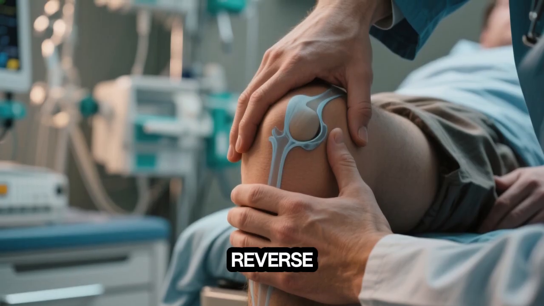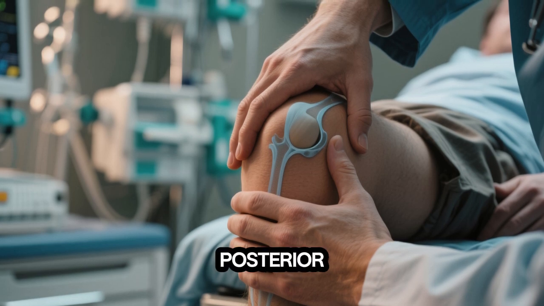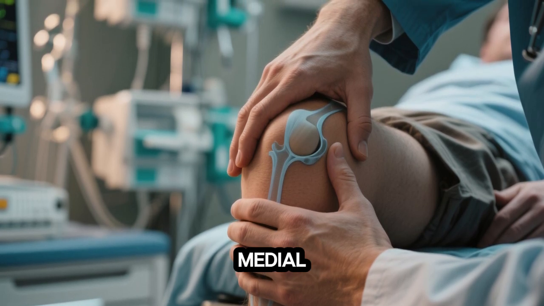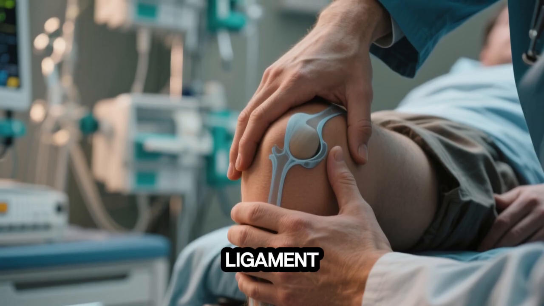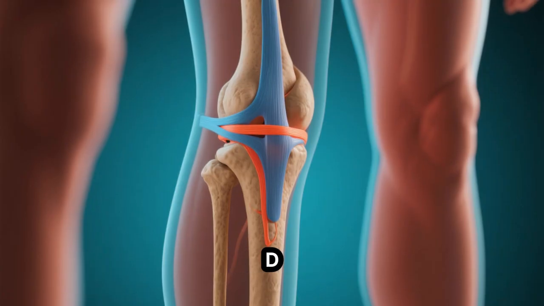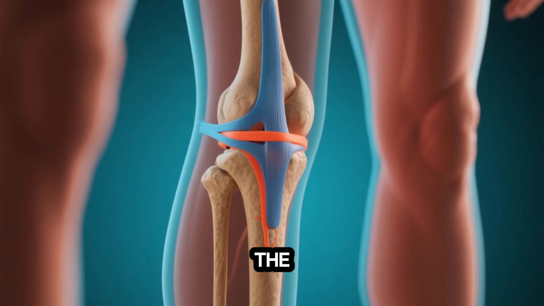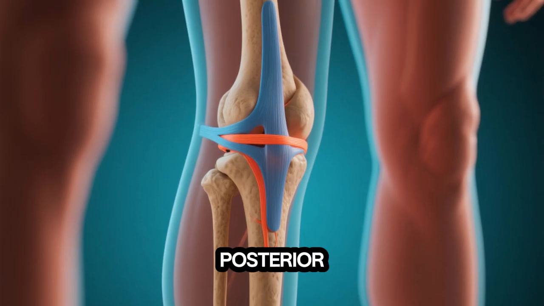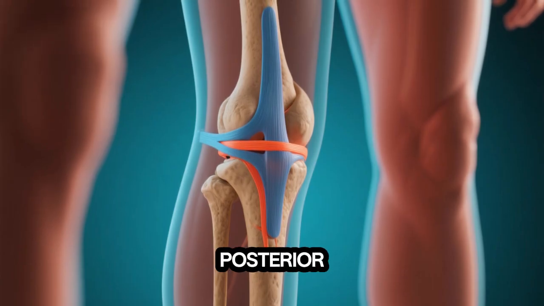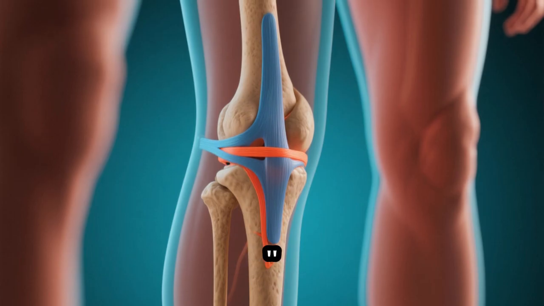Question 13. The reverse Lachman test primarily tests: A. Posterior cruciate ligament. B. Medial collateral ligament. C. Lateral collateral ligament. D. Anterior cruciate ligament. The answer is A, posterior cruciate ligament. It assesses posterior translation of the tibia relative to the femur.